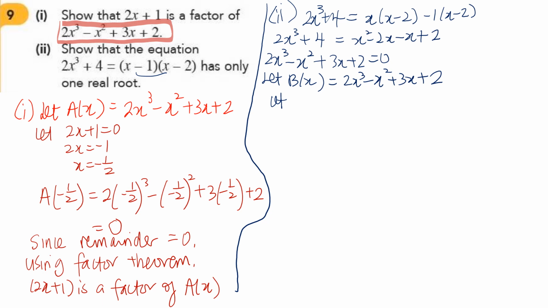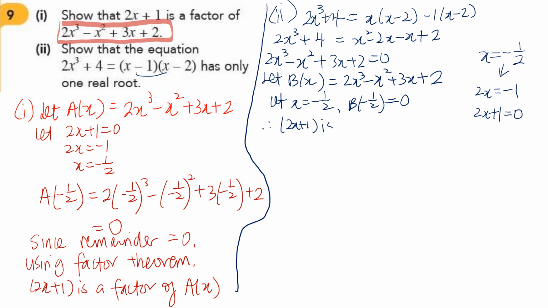So you get x equals negative half, right? So I need to convert it. So let x equals negative half. So b of negative half will give me remainder 0. I need to convert this into a linear factor. So times 2 on both sides will give you 2x equals negative 1. Convert it further will be 2x plus 1. So therefore 2x plus 1 is a factor, don't need linear. It's a factor of b of x.